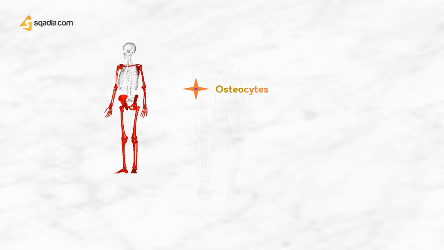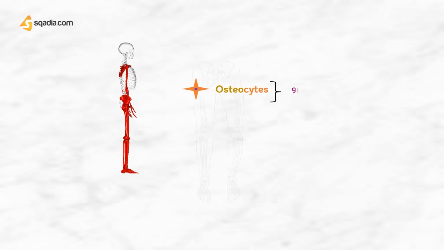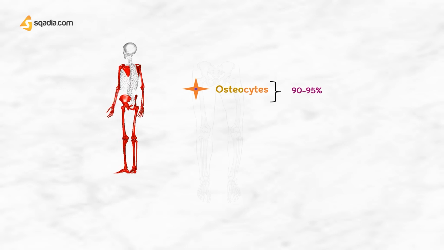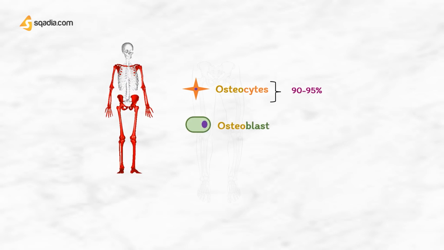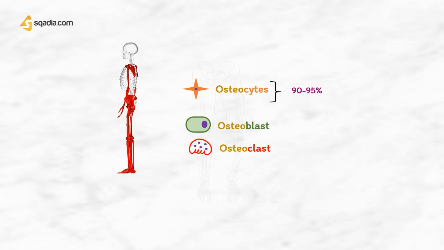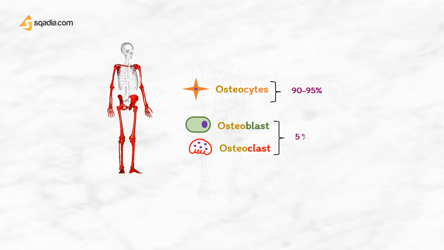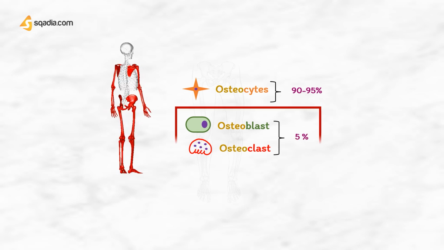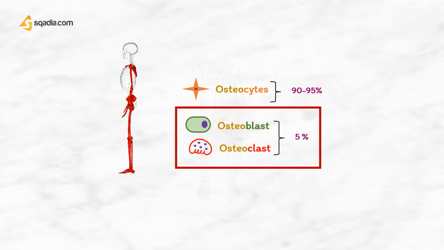Mature bone cells are termed as osteocytes, which make up 90 to 95% of bone. Cells which make new bone are osteoblasts, while those which eat up bone are osteoclasts. They both make up 5% of bone and are responsible for bone remodeling. Now, we will discuss the origin of these creatures.